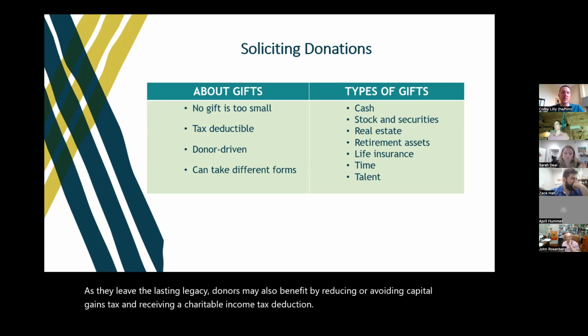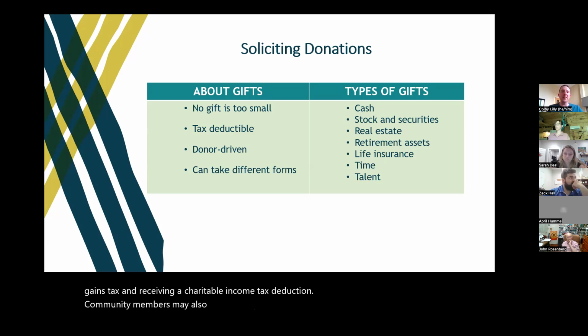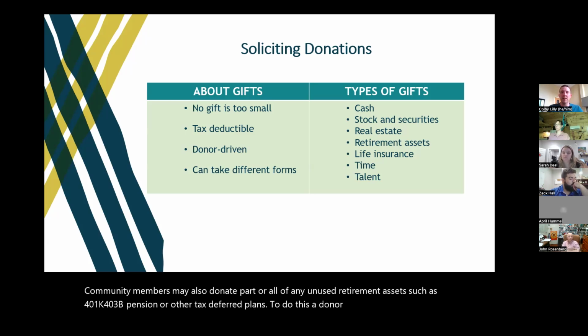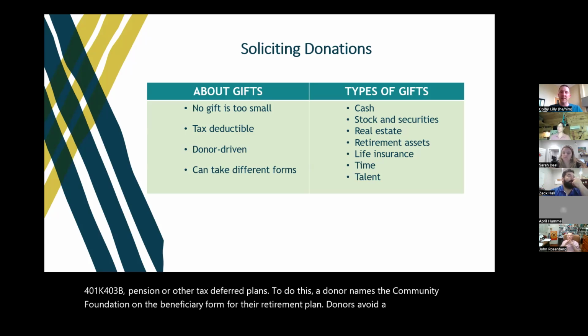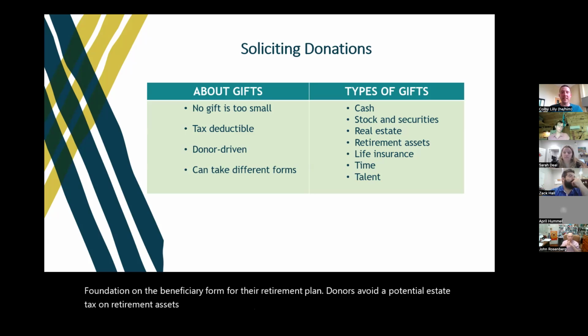Community members may also donate part or all of any unused retirement assets, such as 401k, 403b, pension, or other tax-deferred plans. To do this, a donor names the community foundation on the beneficiary form for their retirement plan. Donors avoid a potential estate tax on retirement assets, and their heirs avoid income tax on any retirement assets that were funded on a pre-tax basis.